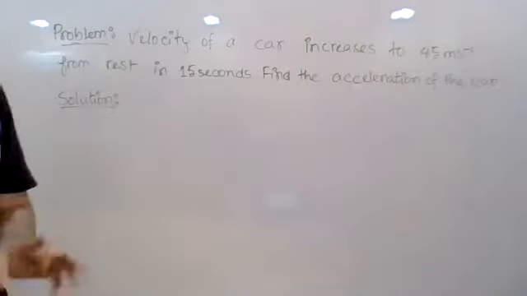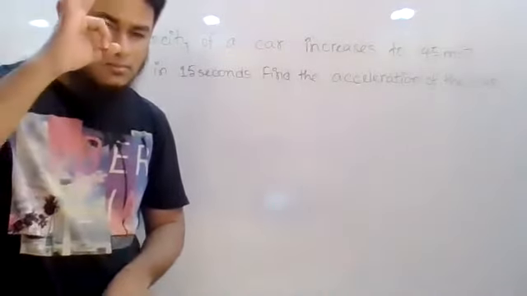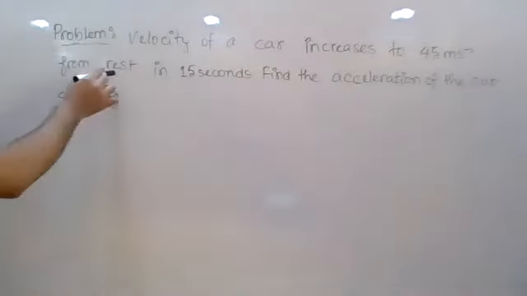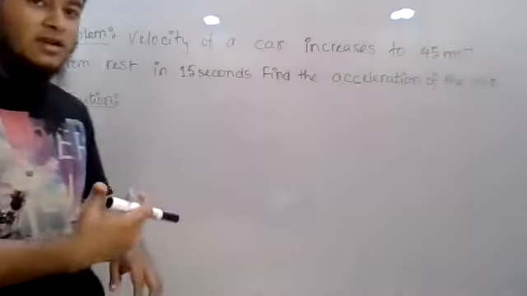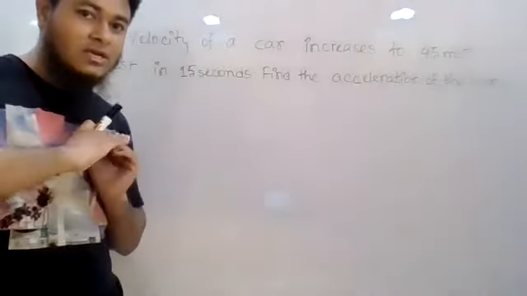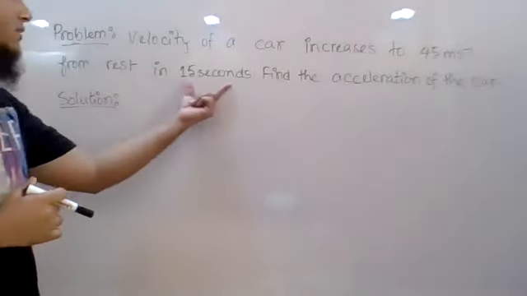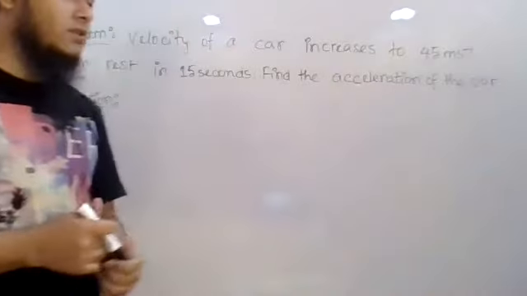So whenever I say the body is at rest, what is the velocity of it? Zero. So this is the initial velocity. It was at rest. Then someone started driving the car and the velocity rose to 45 meter per second within 15 seconds. This is the time. So we need to calculate the acceleration of the car.